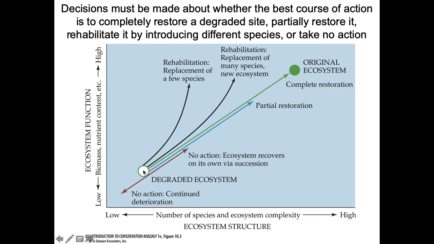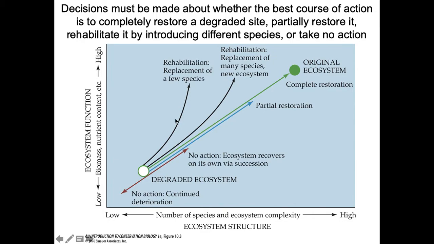If we don't do anything, it might continue on its own without us doing anything up this trajectory towards the original ecosystem with no action. So if it starts doing this on its own relatively rapidly, then you probably want to keep doing nothing because that's an inexpensive way for it to restore itself. If it starts going this way, you may want to do something about it if you want some value to this piece of land.